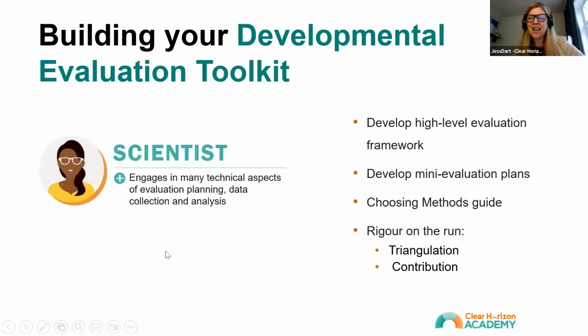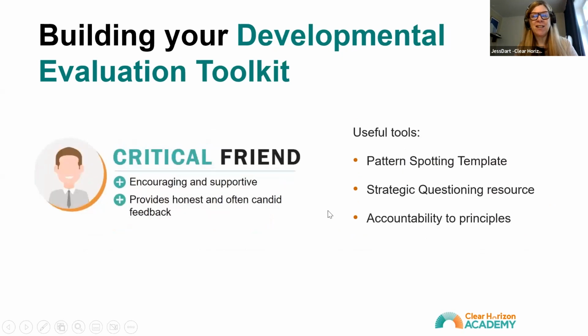So the first one I call critical friend. And this is a role that I think is really appreciated by the social innovators that I work with. So the idea is that you're encouraging and supportive. You're a critical friend, not a critical enemy. You always provide feedback to help achieve the outcomes, honest and candid feedback at certain points.